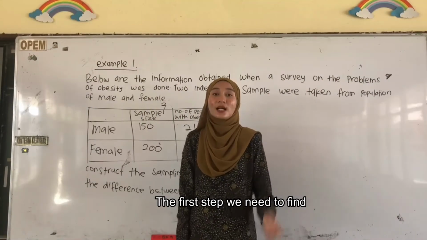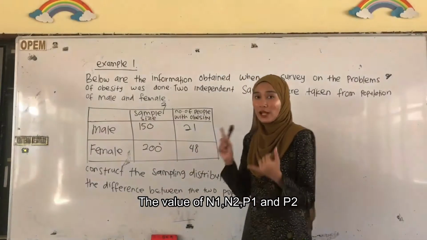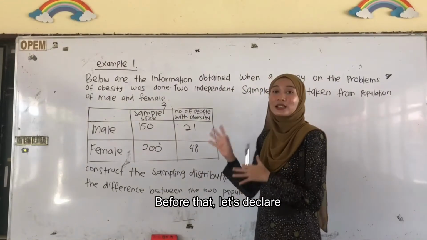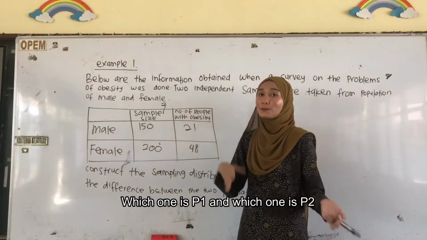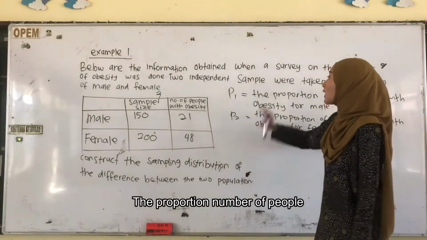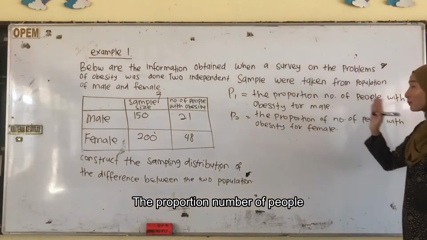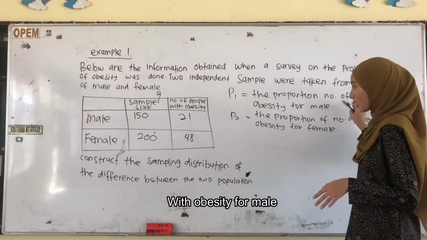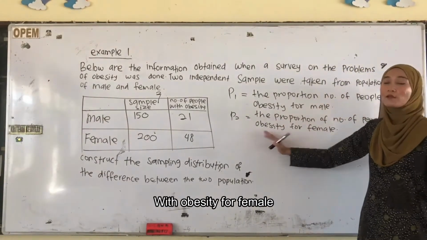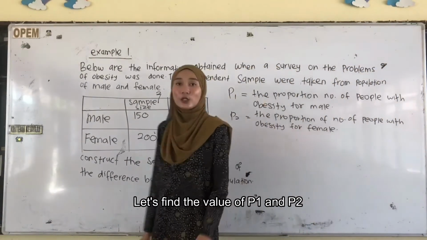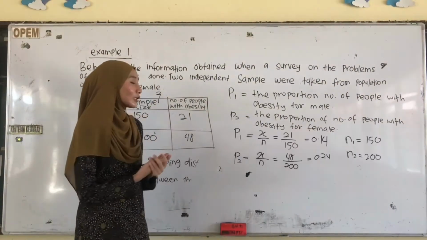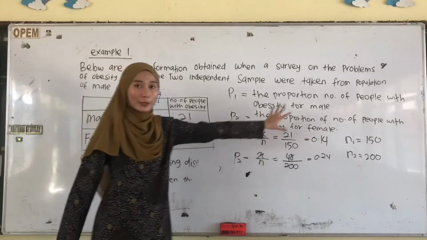According to the first step, we need to find the value of N1, N2, P1 and P2. Okay, before that, let's declare which one is P1 and which one is P2. Okay, the P1 for this question is the proportion of number of people with obesity for male, and the P2 is the proportion of number of people with obesity for female. Okay, so let's find the value of P1, P2, N1 and N2.